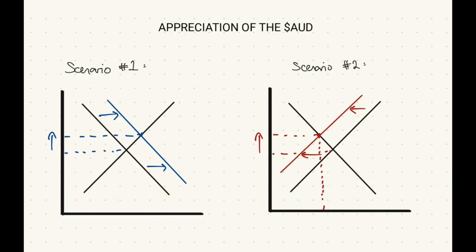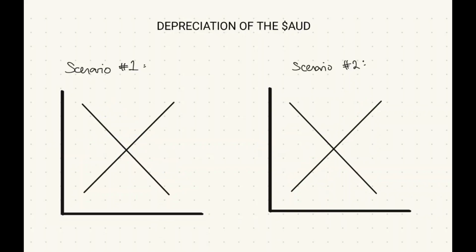Now, the reason why the supply curve could shift left is because we are now supplying less money into the foreign exchange market, which is a sign that we are purchasing less imports, or we are also making less outflows of payments to other countries. Now, we can use the exact same example to look at why the Australian dollar is going to depreciate. And it's going to occur for two reasons. The demand curve may shift left, or the supply curve may shift right.